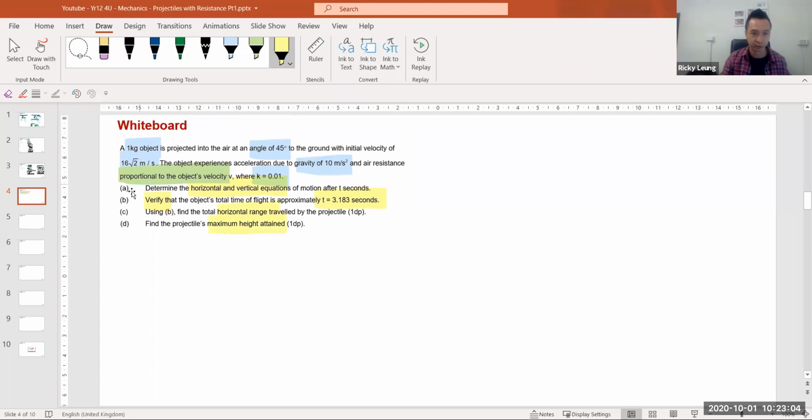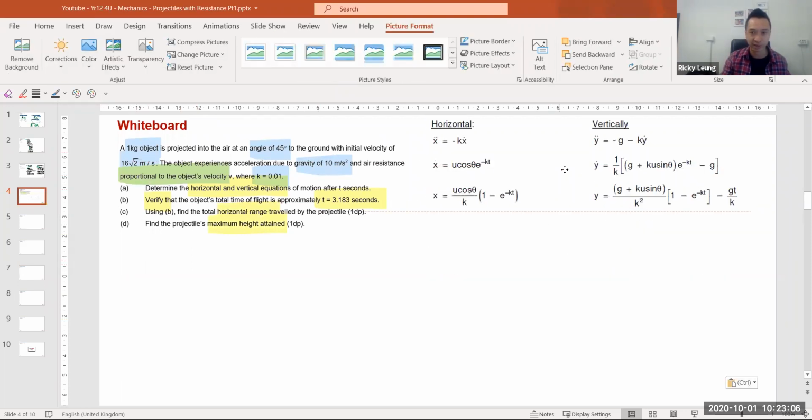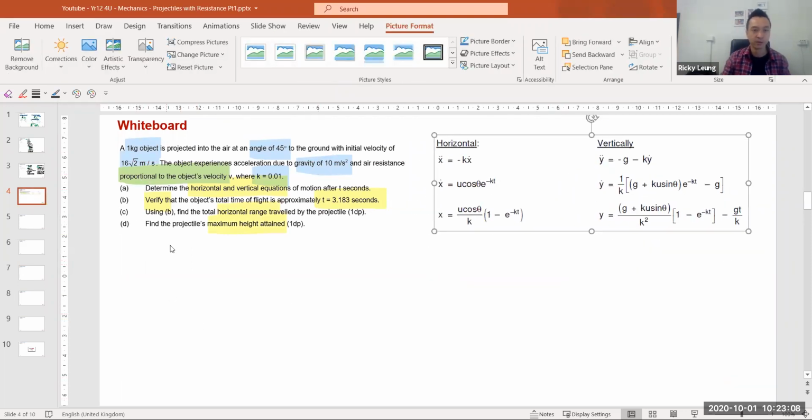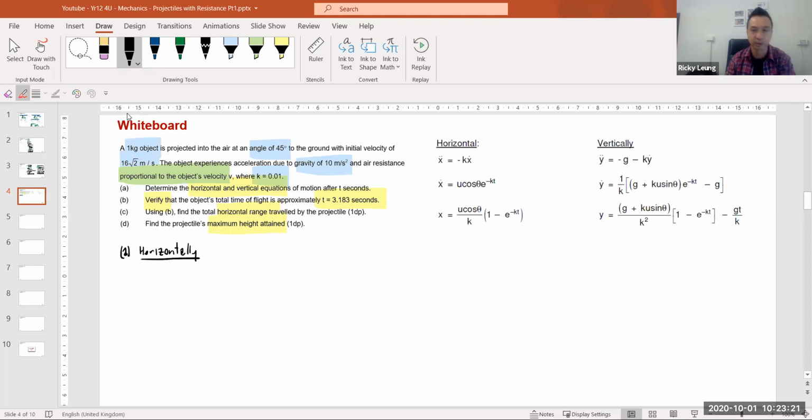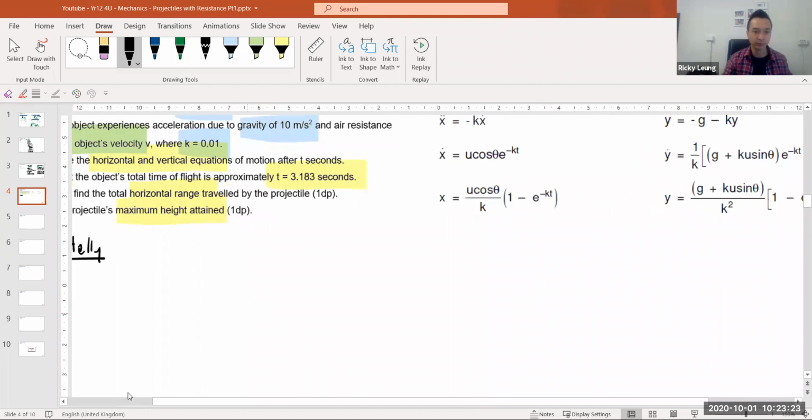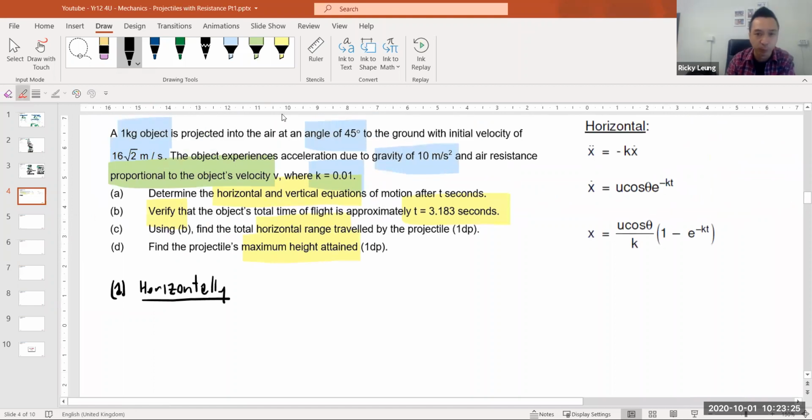So, right, what I'm going to do, just to shortcut our process, I'm just going to borrow these formulae. Actually, no, I can't borrow. I'll just leave it there for comparison's sake, right? So let's do this. So for part A, horizontally. I'm just going to zoom in if that's okay. So we know that horizontally it's proportional.